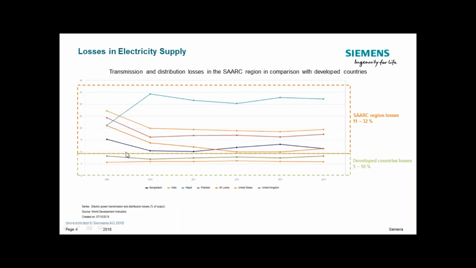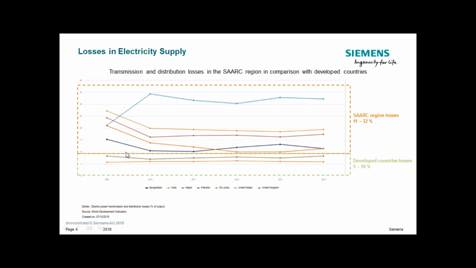So similarly, other countries, for example, if you look at Pakistan, in 2000 it was in the range of around 23 to 25%, and in 2014, as per World Bank figures, it's in the range of around 15 to 17%.